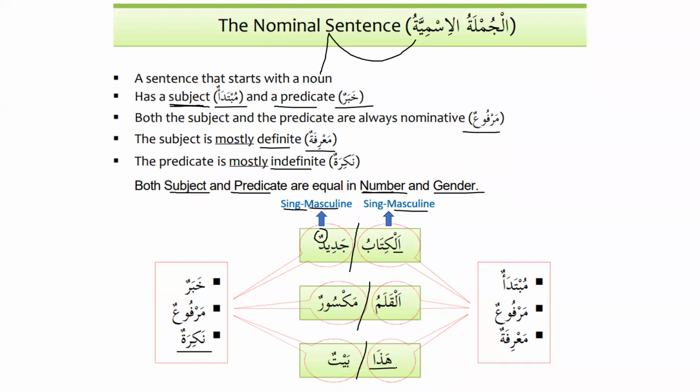Now, hadha is marfu. How do we know that this is marfu? Because it is in the place of the subject. Do we have dhamma or dhammatan on it? No, we do not have. How do we know? Because this is ismul ishara, a demonstrative pronoun. And we have learned that all demonstrative pronouns are marfu. And also they are definite nouns. And they are mabniyun. Please remember that they are mabniyun. That means they are fixed. The ending will never change. They will remain always like this.